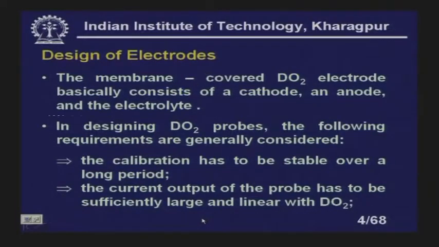DO2 means dissolved oxygen concentrations or partial pressures of the oxygen, whatever way you say. It should be linear, that is the most important thing. Otherwise, if it is non-linear, it is very difficult to calibrate. Linearity is the basic desirable characteristic of any instrumentation system or instrumentation sensor. So, we will consider this.